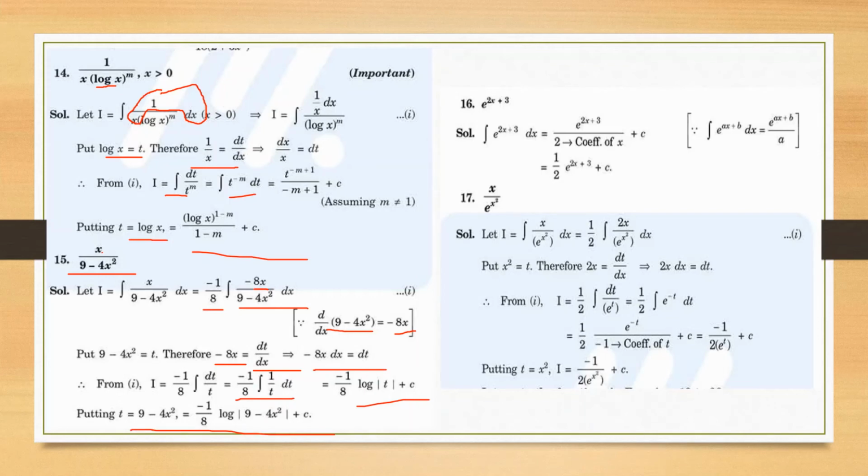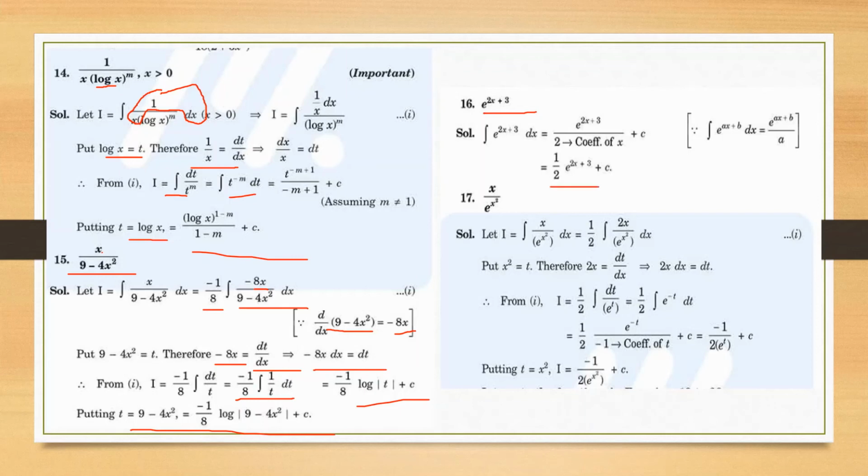Okay, e raised to power x. But don't forget to divide by the derivative of 2x plus 3. What is the derivative of 2x plus 3? It is 2. So e raised to power x is having derivative integral as e^x and divided by the derivative.